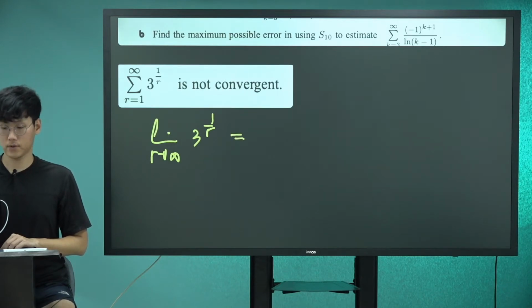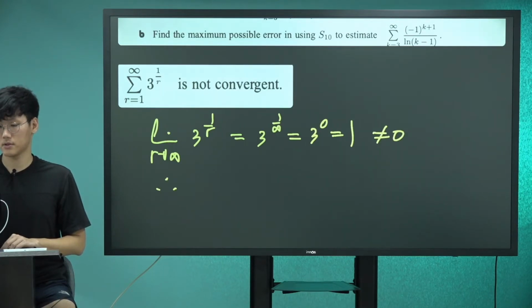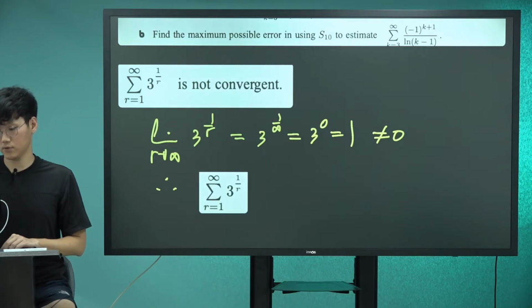So if you put it here, it's 3 to the power 1 over infinity, which is 3 to the power of 0, which is 1, you feel me? So I know that it's going to diverge for the series, right? Because of the divergence test, it doesn't go to 0. So I know that the series should what? Diverge. Okay, so far, so good.